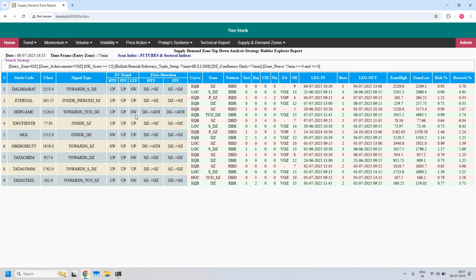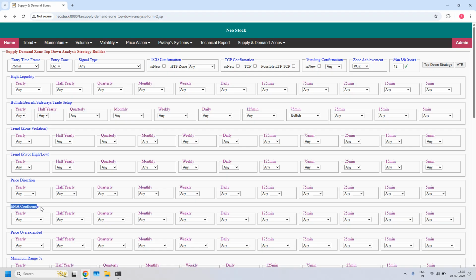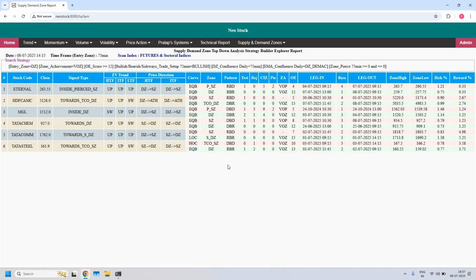The 75 minutes demand zone is overlapped with the daily demand zone, and the daily trend, ITF trend, is up in all stocks. So let's further filter based on EMA on daily time frame, daily demand zone with daily EMA. We got 6 stocks. That way these 6 daily demand zones might be having more high probability to get success. Some of these zones are already tested.